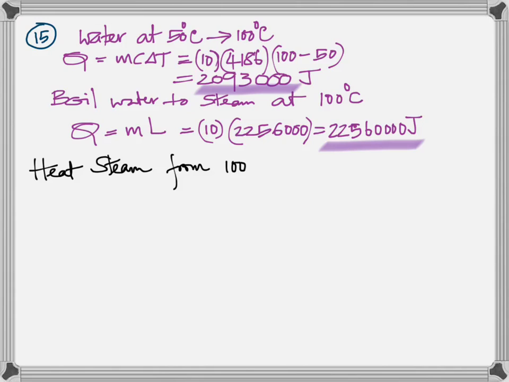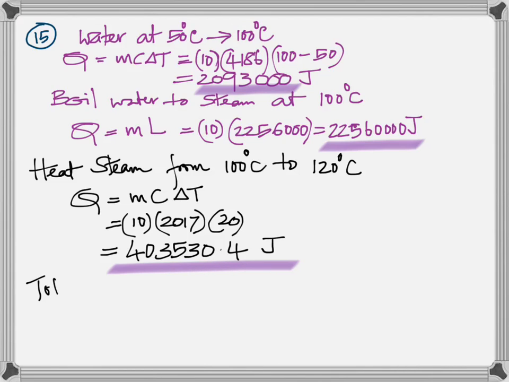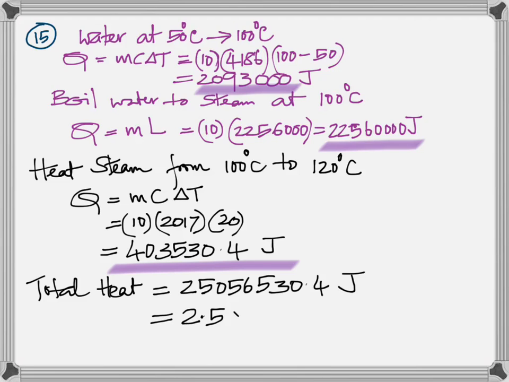Now, heat required to take steam from 100 to 120. Again, it's normal heating. Now you need the specific heat of steam, which is 2017. Okay. And finally, you add up all the three. Big numbers, isn't it? Be careful. You need that much. 2.5 times 10 to the 7 joules for the entire process.